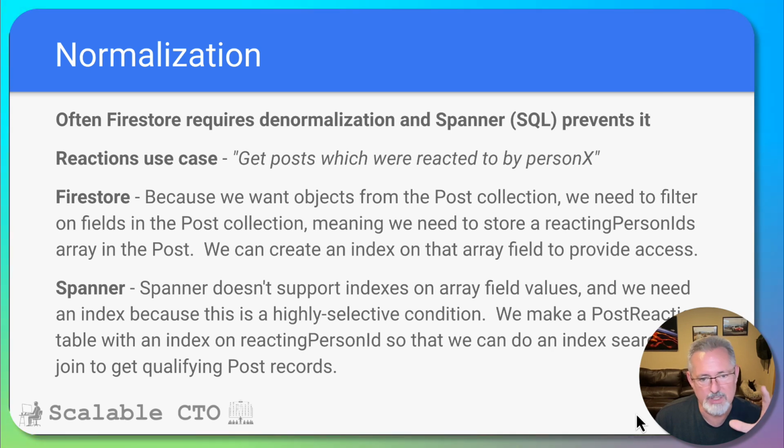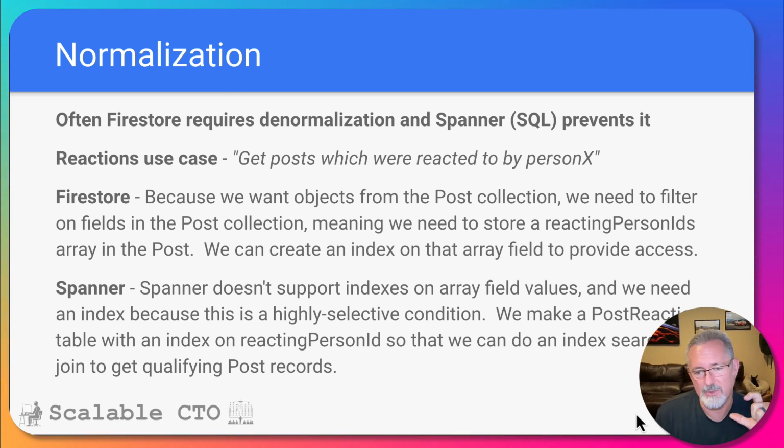The reason that works is because when you create indexes on Firestore, those indexes can be indexes into multi-value array fields. So I can build an index on this array of reacting person IDs, and I can use that index to get post records that have IDs that match that, so one or more. With Spanner, you don't have the ability to do an index on an array field value. So that means you have to normalize the data.